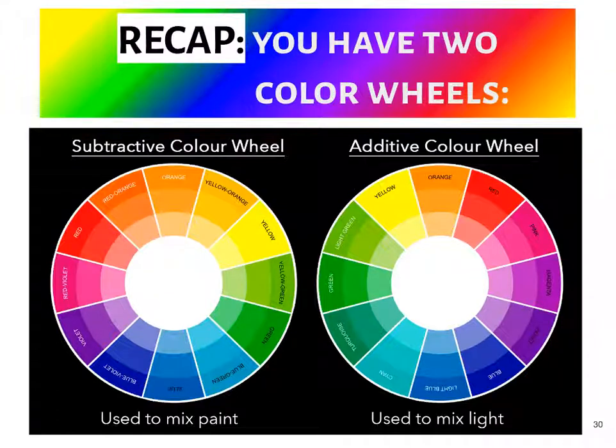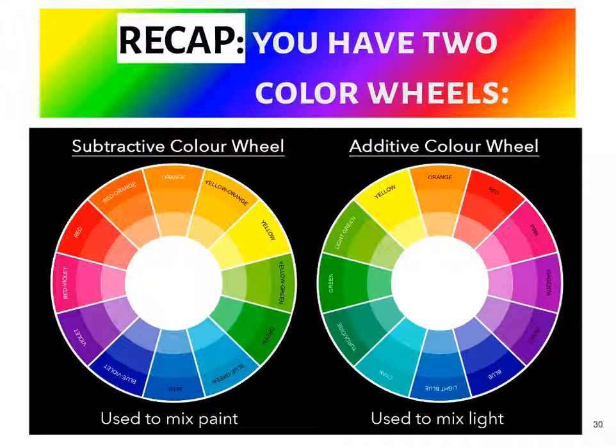So at the end, you have 2 color wheels. You have your subtractive color wheel and your additive color wheel. Now, your subtractive color wheel is used to mix paint. Whereas your additive color wheel is used for mixing light, right? Remember that we talked about on section 1 about light?